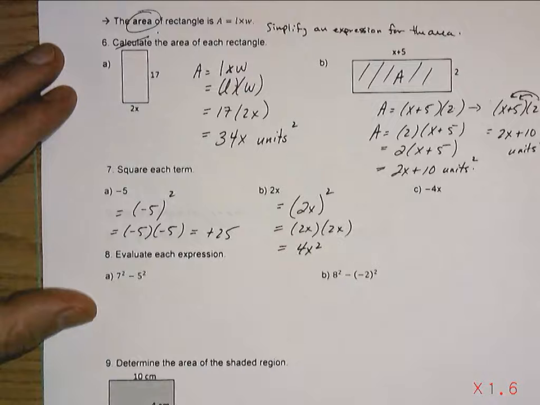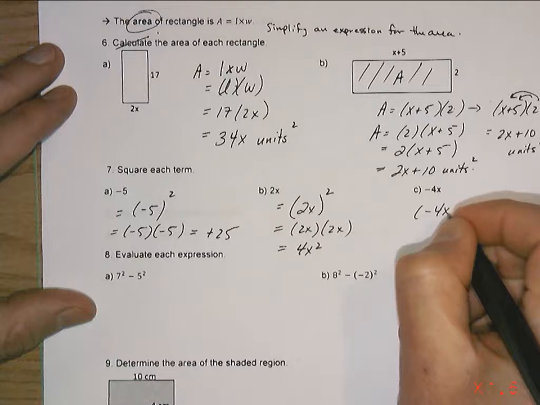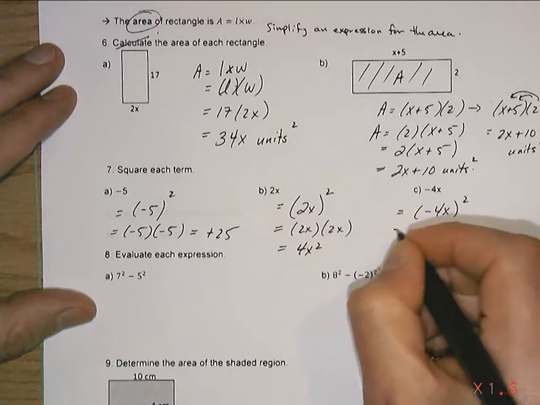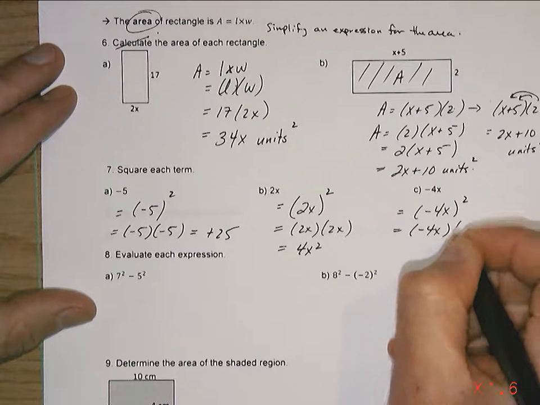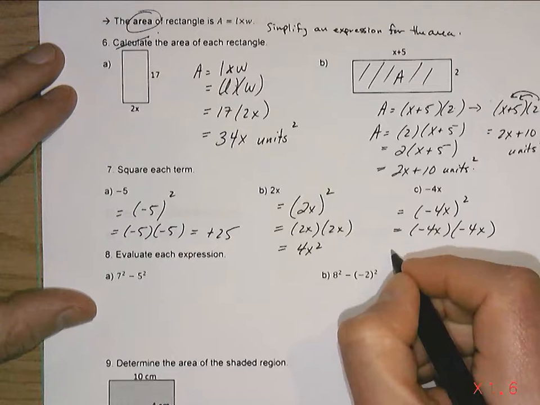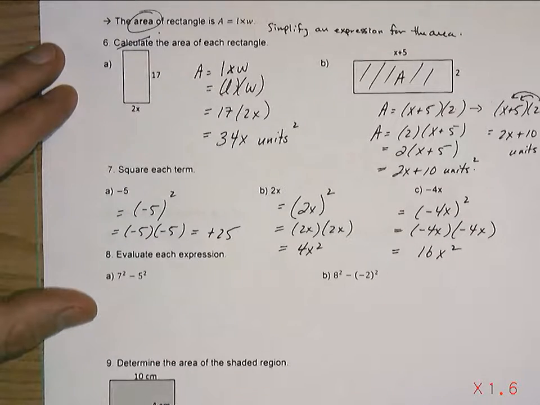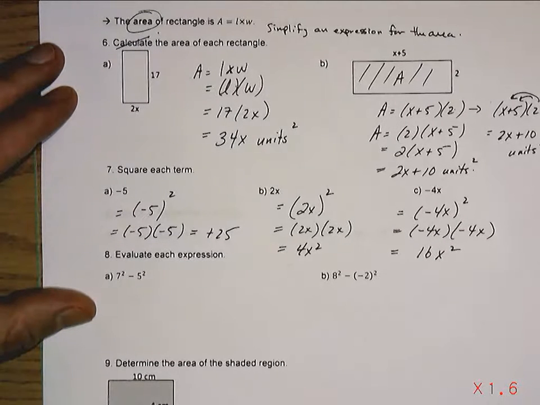So you want to be careful there. You need to make sure that you square everything inside the brackets. So that's going to be the 4 as well. And the negative 4x, well, that's going to be (negative 4x) squared, which is negative 4x times negative 4x. Negative 4 times negative 4 is a positive, kids. So it's 16x squared. That's pretty cool.